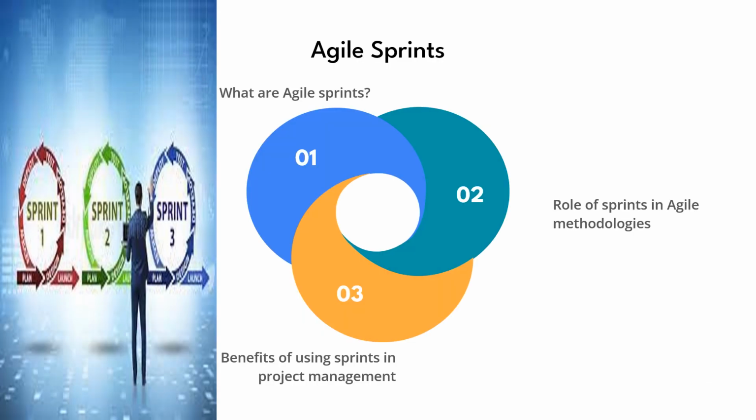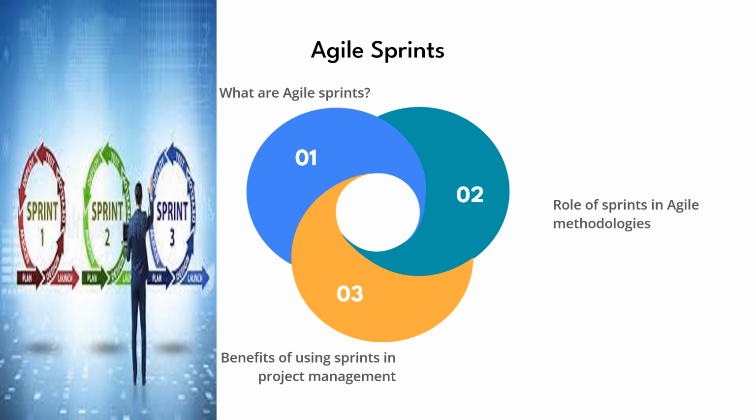Agile sprints refer to time-boxed iterations within Agile methodologies, such as Scrum, where a team works on a set of predefined tasks to deliver a potentially shippable product increment. Sprints are a fundamental concept in Agile project management and play a significant role in ensuring iterative development and continuous improvement. Here's an overview of Agile sprints.